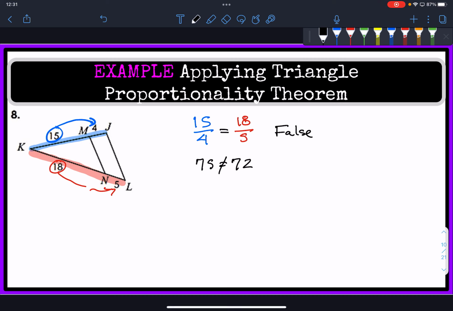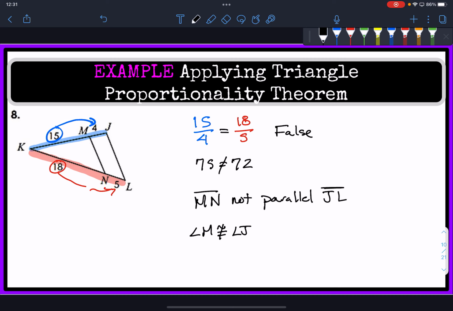So that means that the segment from M to N is not parallel to the segment JL. So those are not parallel, which means that angle M is not congruent to angle J, and angle N is not congruent to angle L.